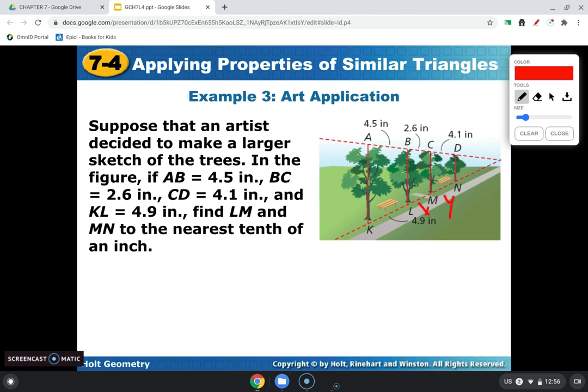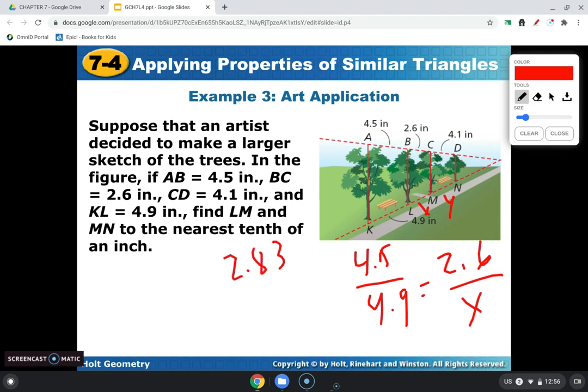So if we wanted to find LM, we could take 4.5 over 4.9, 2.6 over x. So I set up my proportion divided by 4.5 gives me about 2.83 for LM. And then for MN, if I wanted to do that, I could just use that same proportion. Let's go 4.1 over y. So 4.1 times 4.9 divided by 4.5 gives me 4.46.